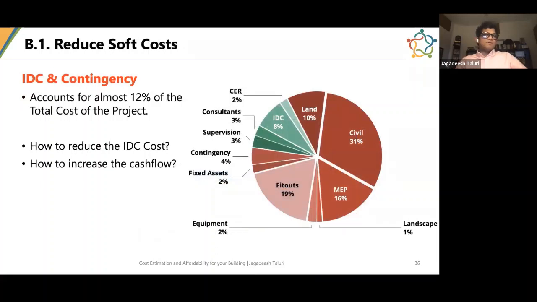And now I'll talk about the soft cost aspect. Is there a way that we can actually reduce the soft cost? Whatever intervention we are doing, is it going to affect the soft cost? If you see, interest during construction and the contingency together account for 12% of the total project cost, which means even a slight reduction here will give us an offset to afford that installation system for which we are probably not able to do a payback period calculation.